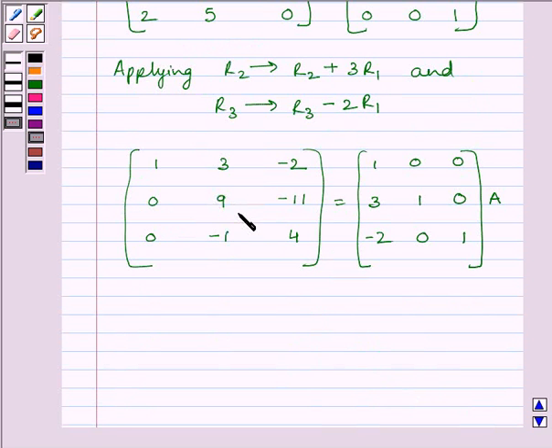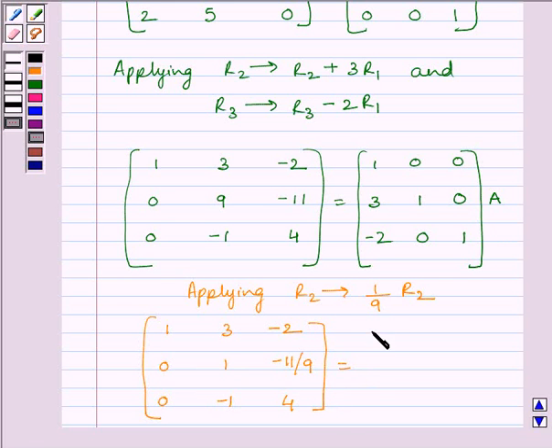Now, to make this diagonal element equal to 1, we will apply on R2 row operation 1 upon 9 R2. So, we can write applying on R2 row operation 1 upon 9 R2, we get matrix 1, 3, minus 2, 0, 1, minus 11 upon 9, 0, minus 1, 4 is equal to matrix 1, 0, 0, 1 upon 3, 1 upon 9, 0, minus 2, 0, 1 multiplied by A.